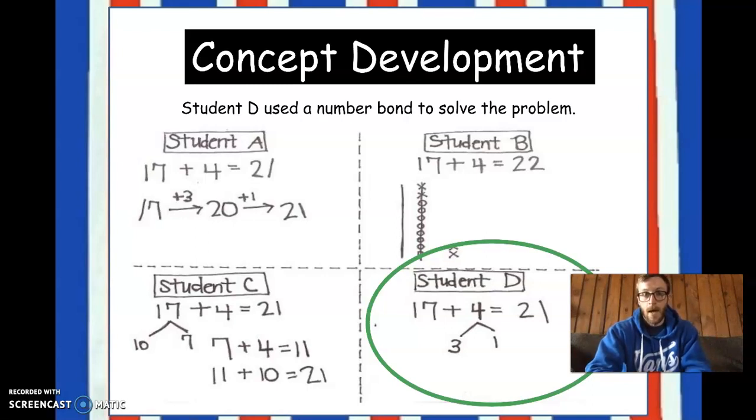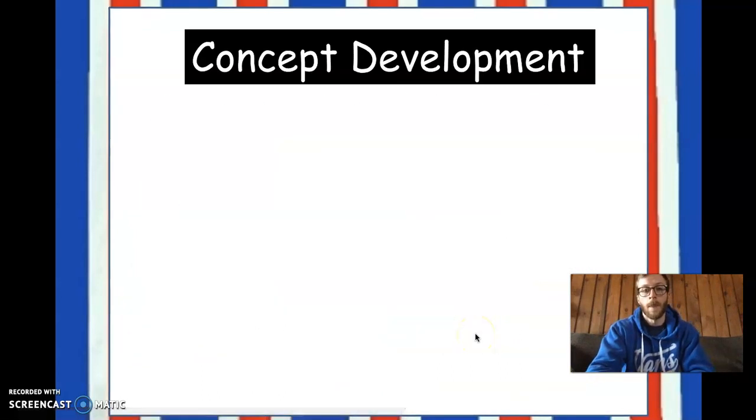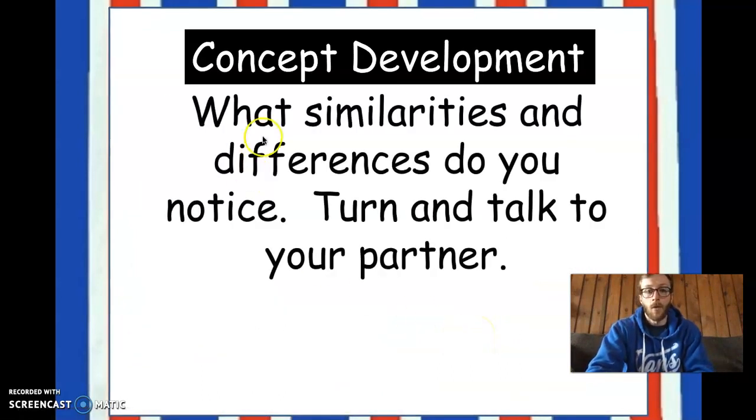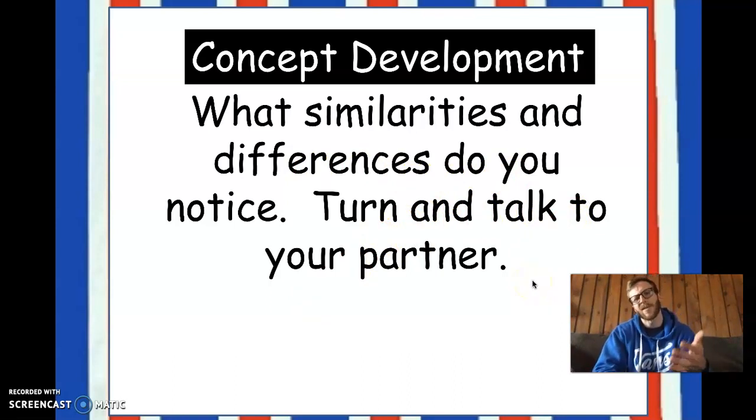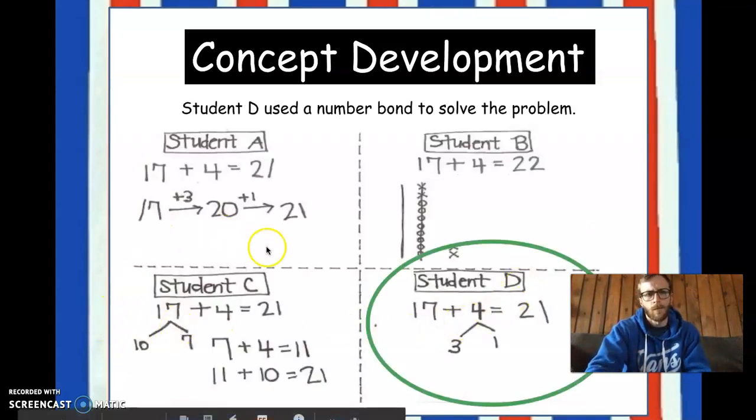Okay, I hope you are saying no. Yes, they both used the same method, which was using a number bond, but they didn't break apart the same number. Student C broke apart 17. Student D broke apart 4. Now I want you to think about what are some similarities and differences that you notice. This says turn and talk to your partner. If you have someone with you, please feel free to talk with them about it. Otherwise, just think to yourself, what did each student do differently?